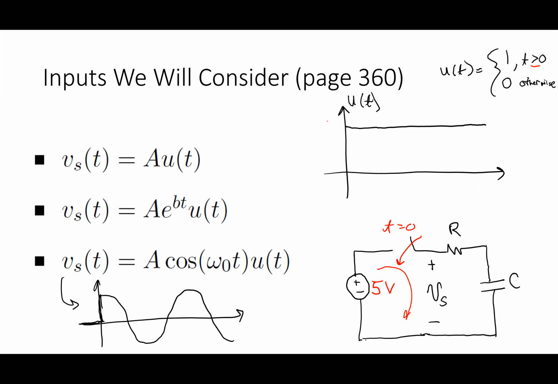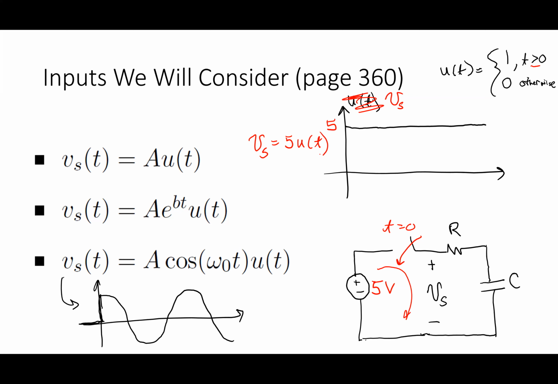So in this case, I'll write this as Vs of t, and this would be 5 volts. So I could say that Vs of t equals 5 u of t. It's a way of representing the physical system. I'm modeling the physical system with this mathematical function. Not a huge deal, but it's helpful to me, so we'll use that function u of t a lot.